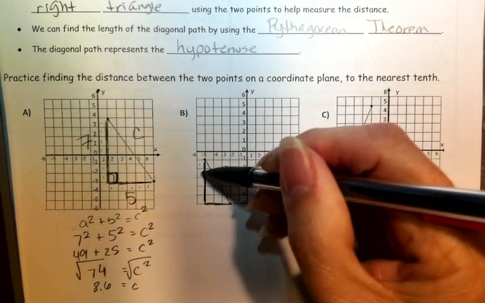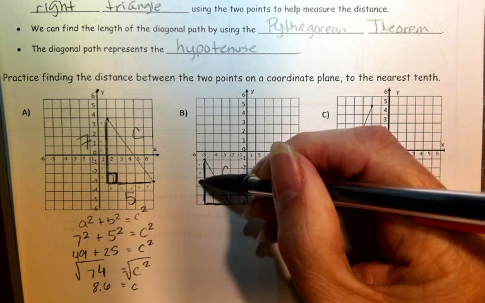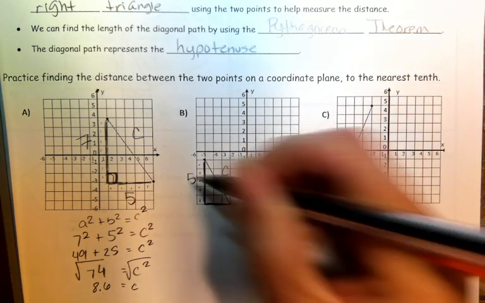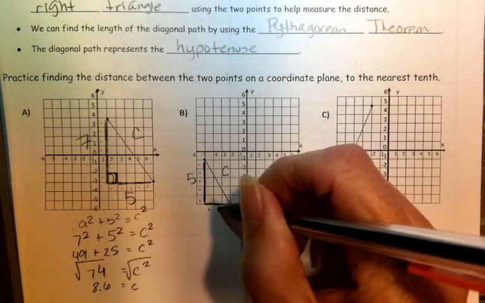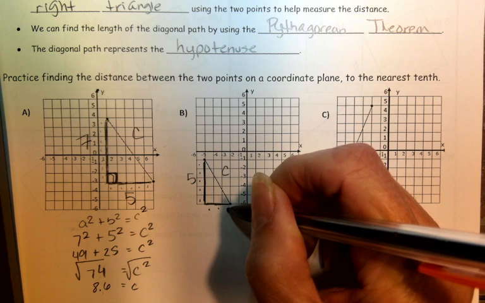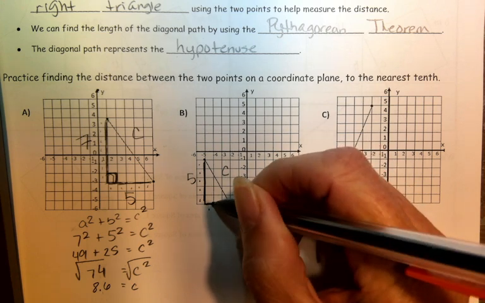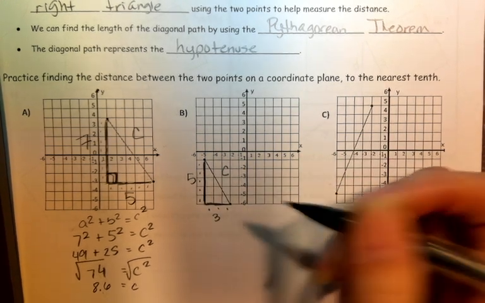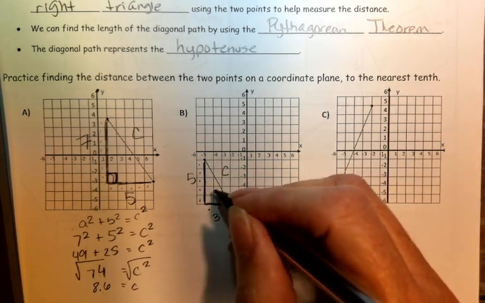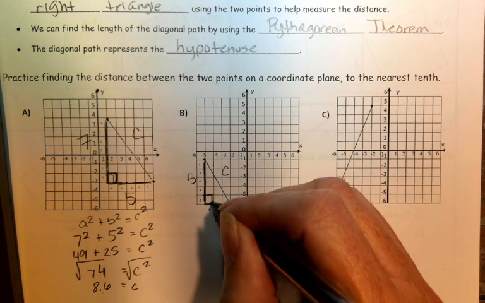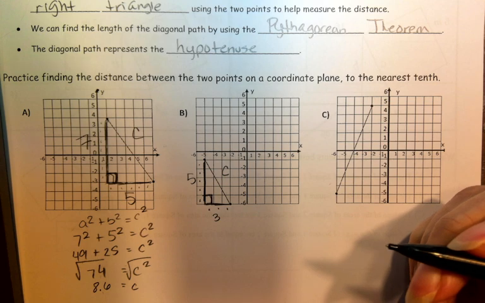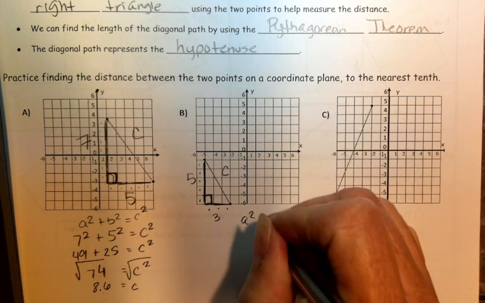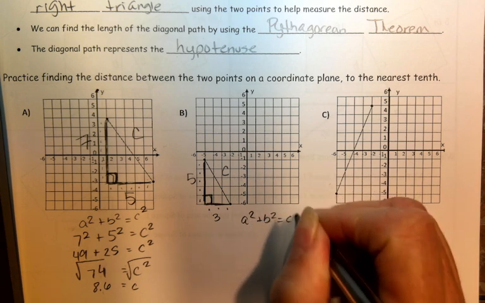So we got 1, 2, 3, 4, and 5. So that's a distance of 5. And here we have 1, 2, and 3. So from each corner, it is 3. So those are my legs. And again, my hypotenuse is diagonal to the right angle, and my right angle would be here, created from the vertical and horizontal lines. So we're going to fill in our formula, a squared plus b squared equals c squared.